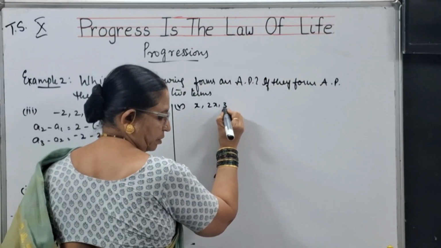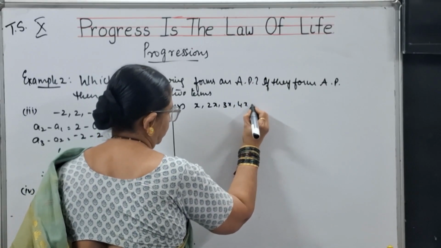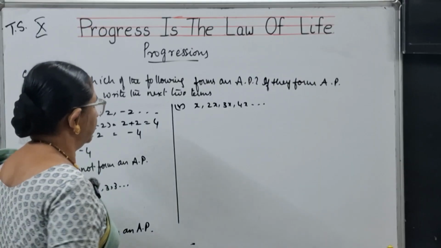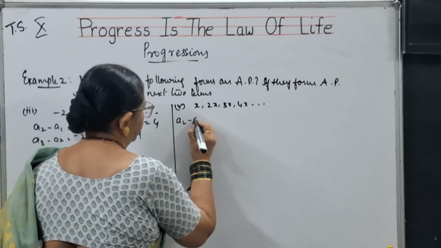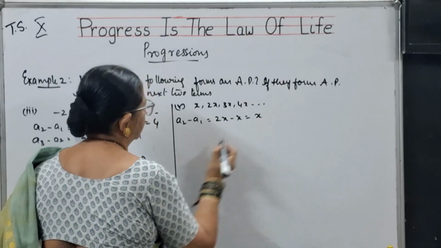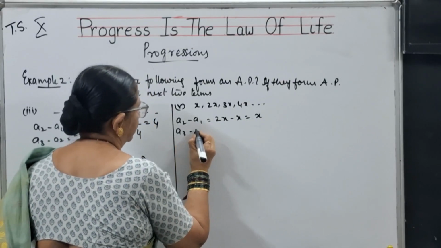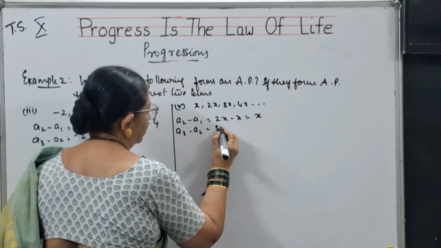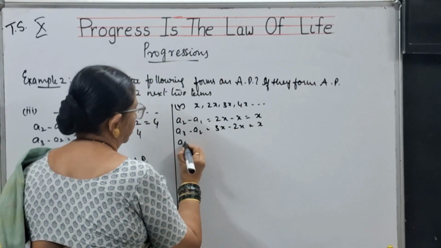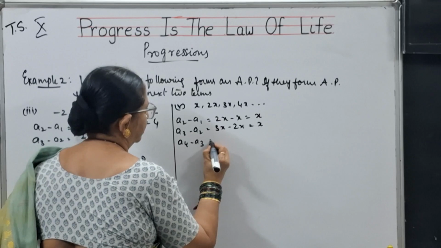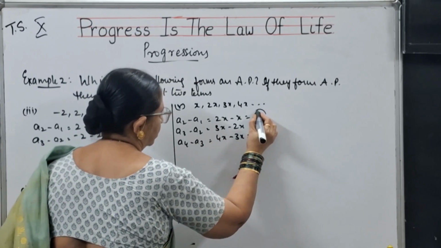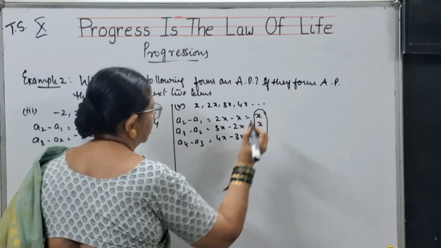x, 2x, 3x, 4x, and so on. These are the values given to us. So what is a2 minus a1? 2x minus x, that is equal to x. a3 minus a2, 3x minus 2x, this is also x. a4 minus a3, 4x minus 3x, that is also x. So these all are the same.